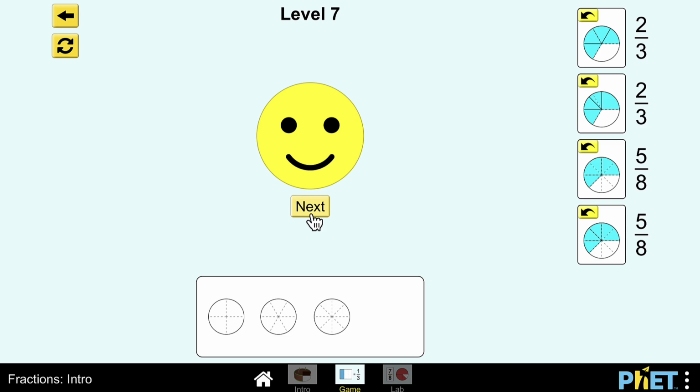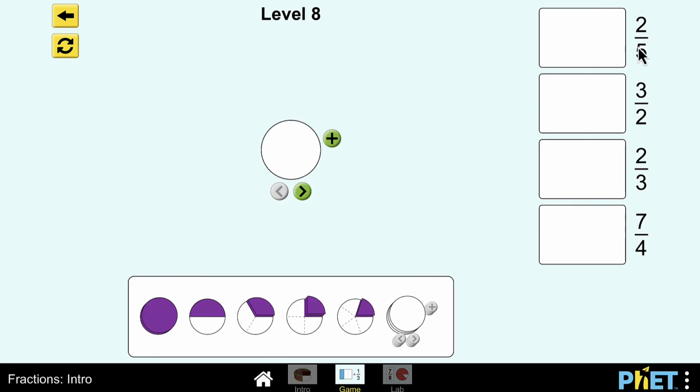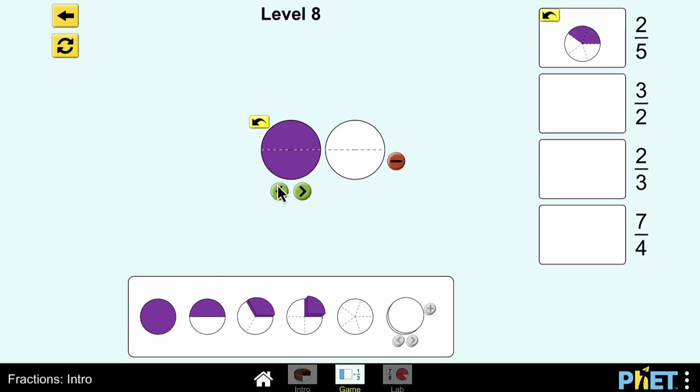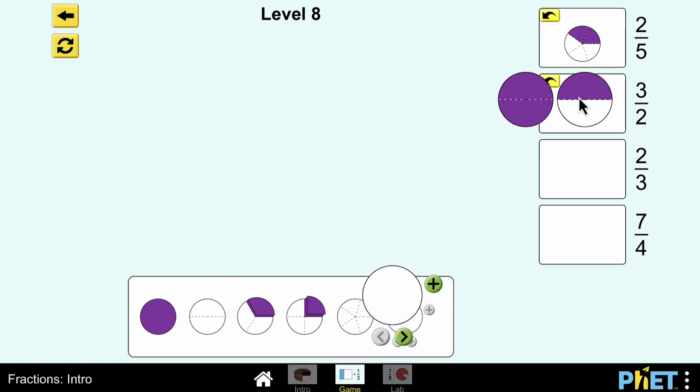Good job. 3 to go. How can I make 2/5? So I need to divide it into fifths, and 1, 2, done. 3 over 2. Now here it's more than a whole, 3 halves. So what you could do is you can add a new circle, divide it to halves, and then 2 halves will make 1 whole, and then 1 half. So 1, 2, 3 over 2, which is the same as 1 and 1 half.